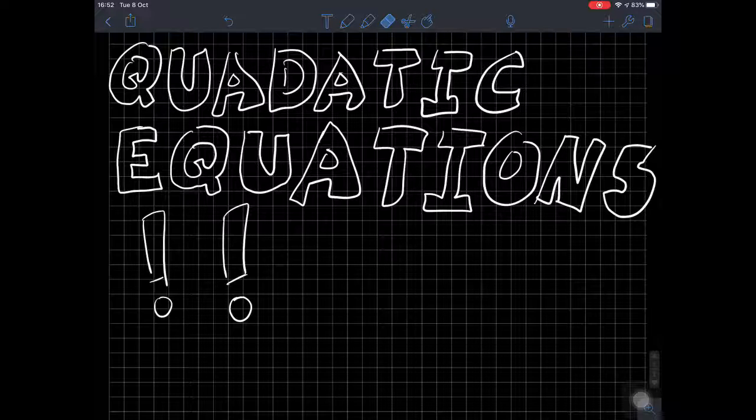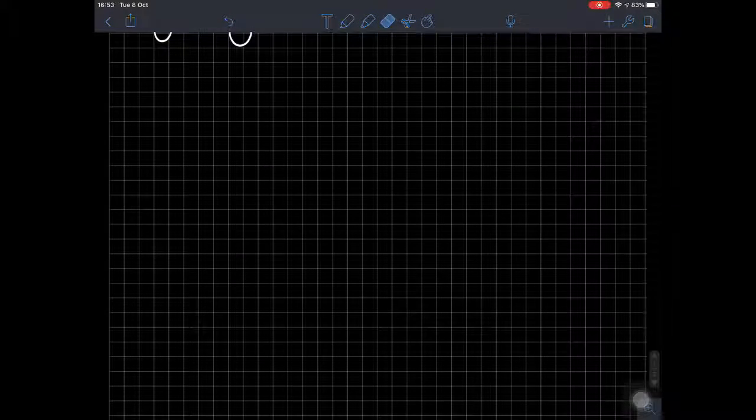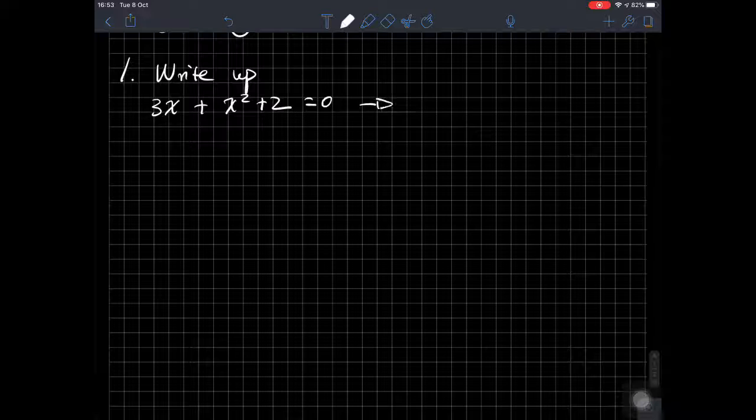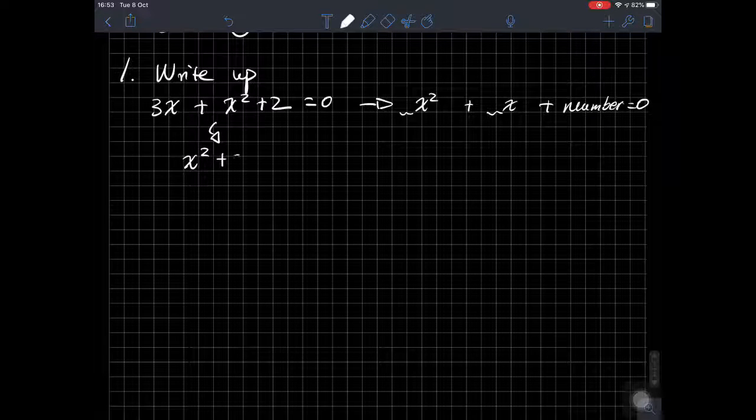Today I'm going to teach you how to solve quadratic equations. Now, step 1: write up. So we see a quadratic equation like 3x plus x squared plus 2. Always write it in the order of x squared plus something x, plus a number equals 0. So this one will become x squared plus 3x plus 2 equals 0. Easy enough.